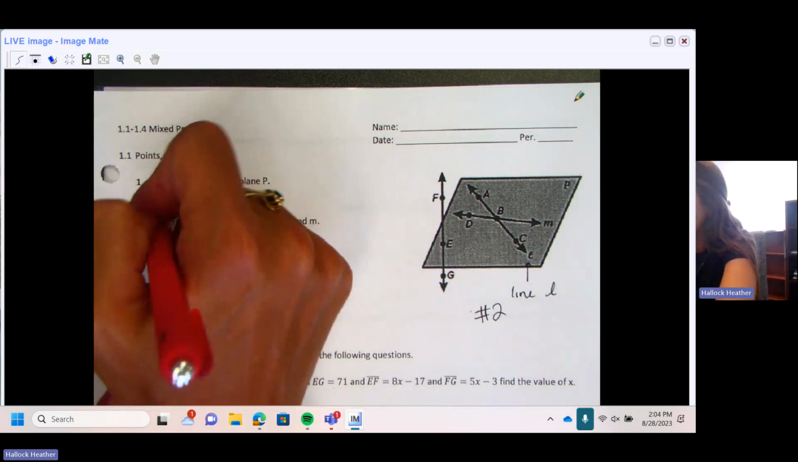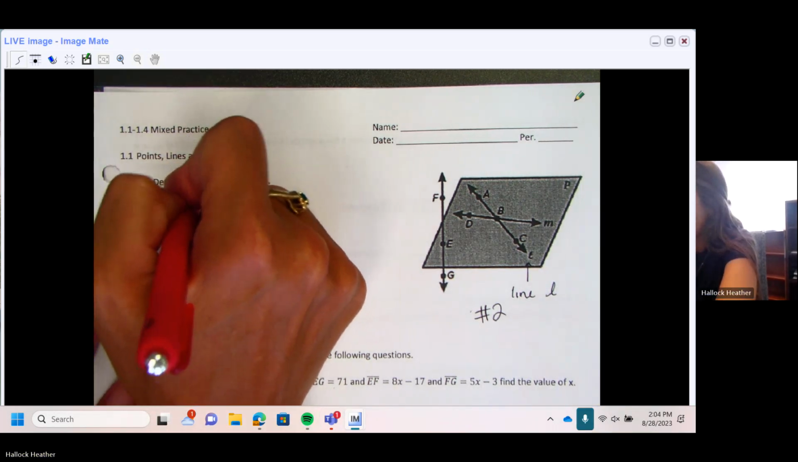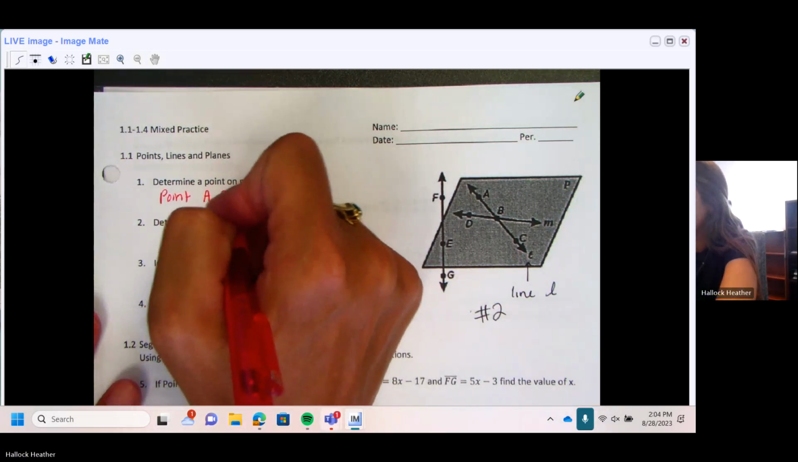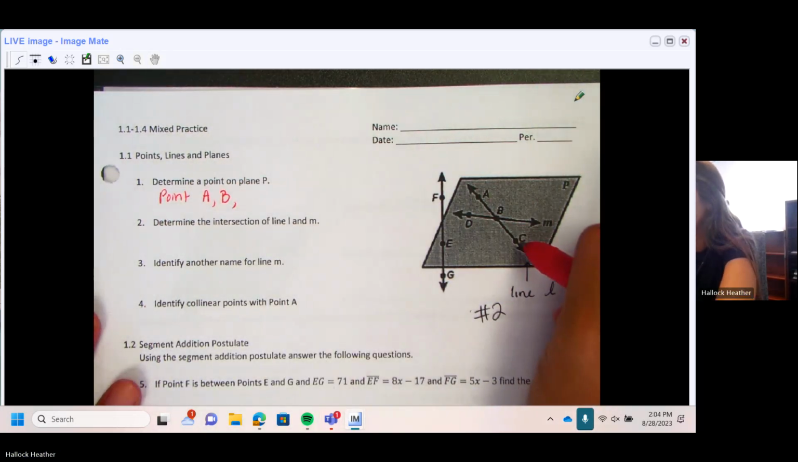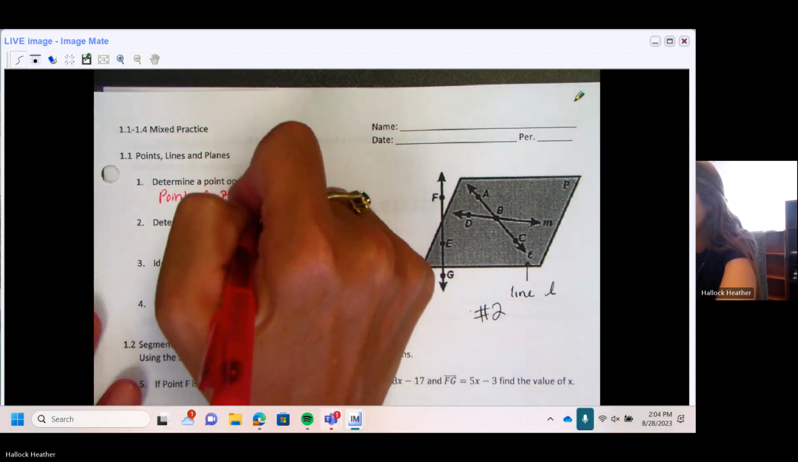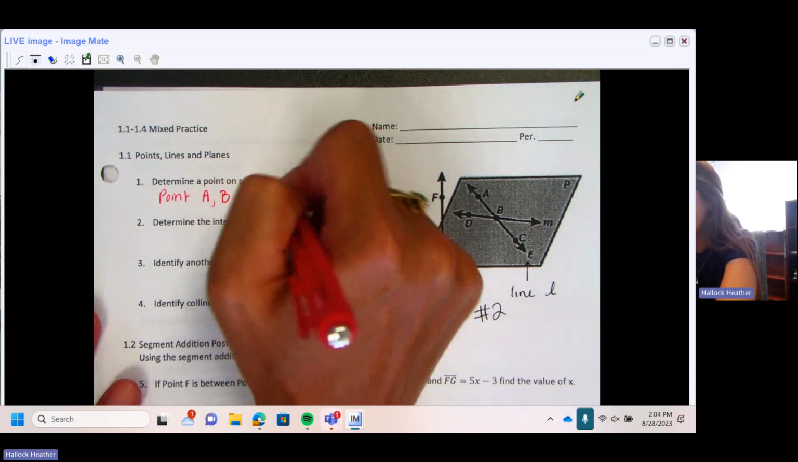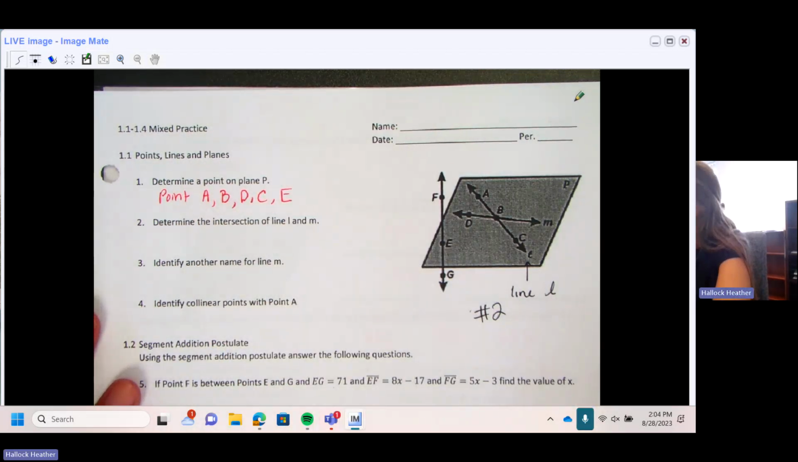So you could say point A. You could say point B. You could say D or C. You could also say E. Any of those are correct. So as long as you put that, that is correct.